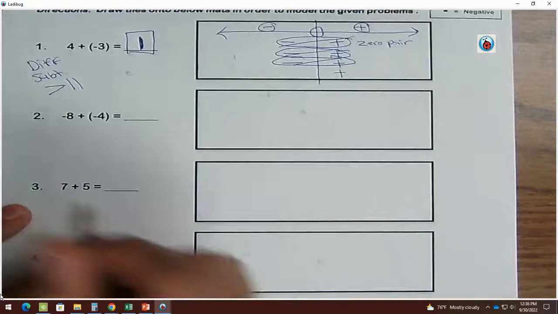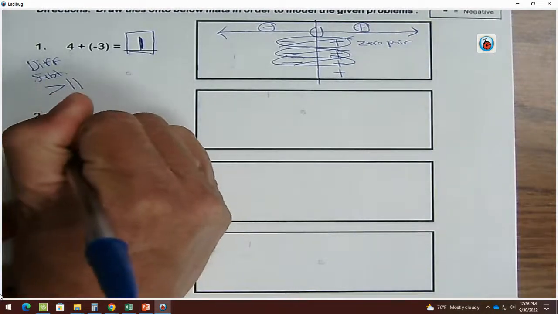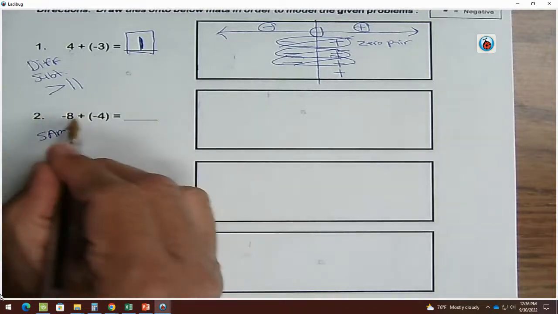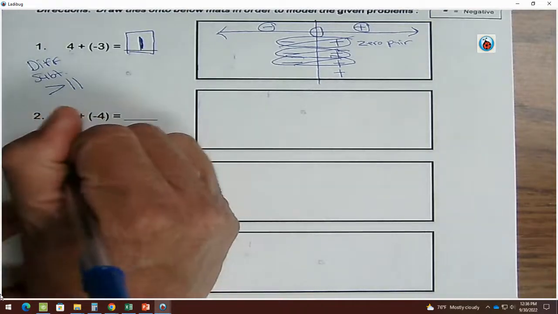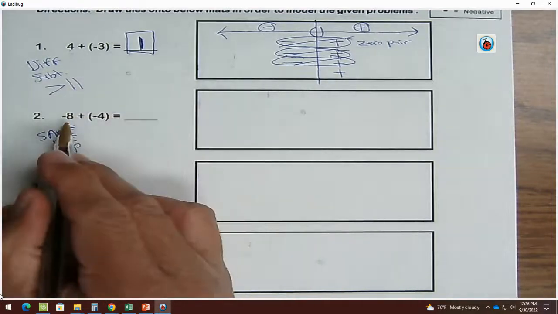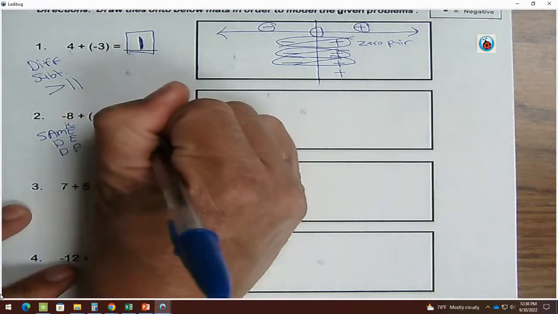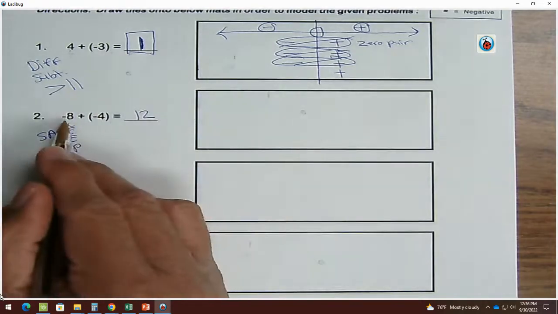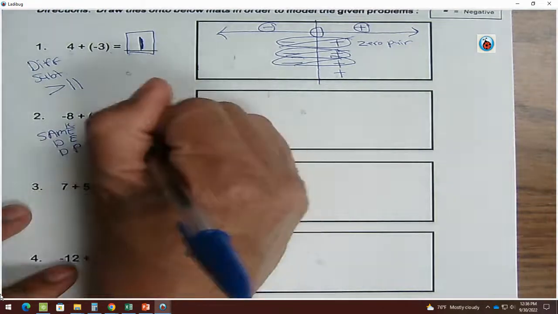Let me do another one. This guy is same, because the signs are the same. So I'm going to add, and I'm going to keep. So we have 8 plus 4, that would be 12. And I'm going to keep the same signs, negative, negative, so it's going to stay negative 12.